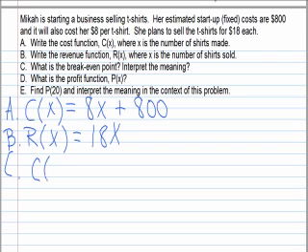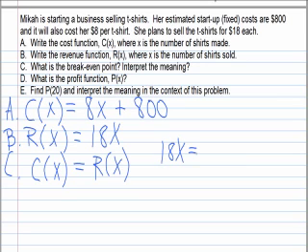When C of x, her costs, equals R of x, her revenue, Micah will exactly break even. She brings in a certain amount, it matches the amount that she has to pay out. It's called breaking even, and that's a good thing at the startup of a business. Obviously, profit is a long-term goal, but starting up, she just wants to know, how many shirts am I going to have to make and sell to at least break even this first year of her business?